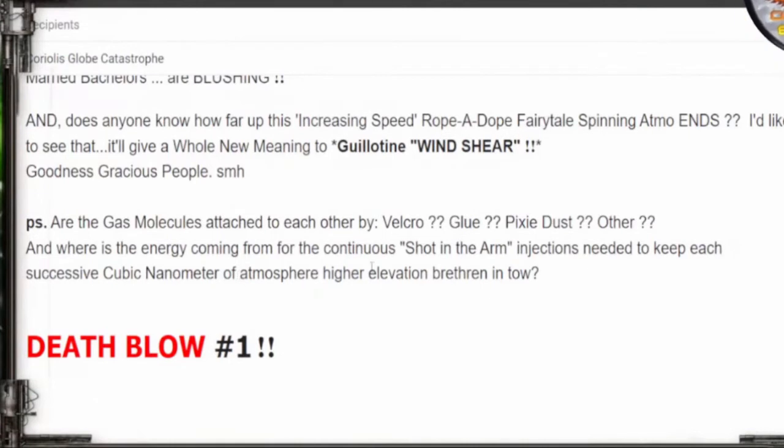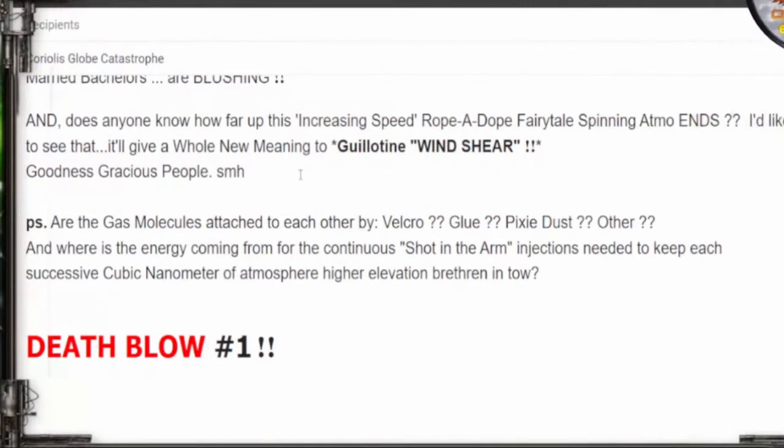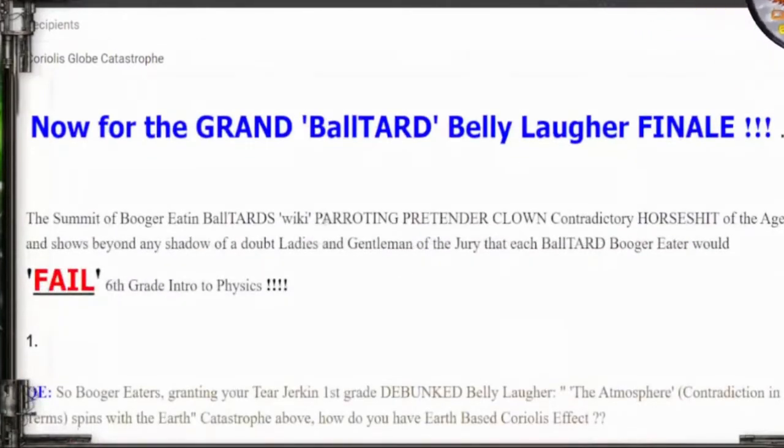And where is the energy coming from, the continuous shot in the arm injections needed to keep each successive cubic nanometer of atmosphere's higher elevation brethren in tow? That whole thing is death blow number 1. It has 5 sub-death blows that will kill it, each of them by themselves. So everyone's got this, because I've presented on this many times in the past. Right?